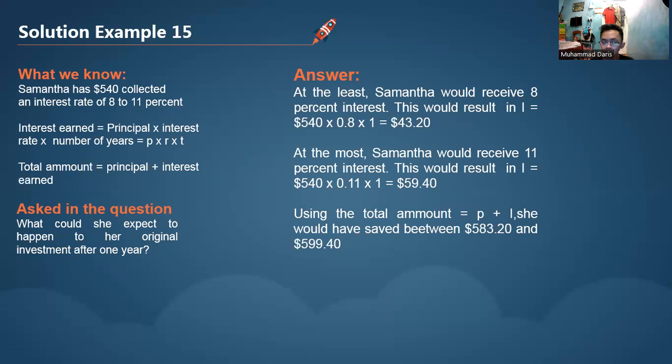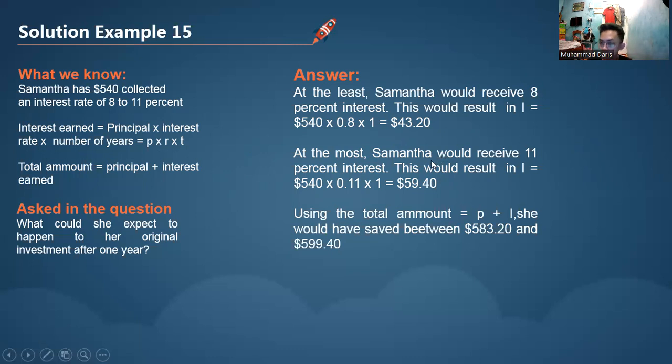What we know in the question, at least Samantha would receive 8% interest. This would result in the interest earned. We can use the formula: 540 times 0.08 times 1, because 1 year, is equal to $43.20.